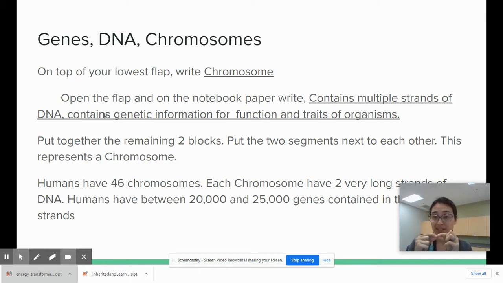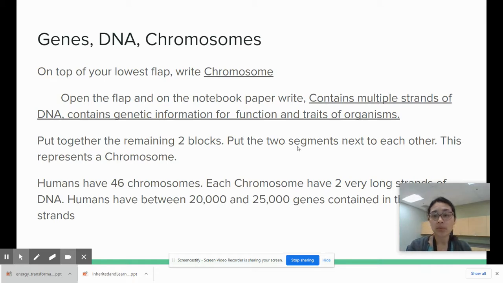So humans have 46 of these. Each chromosome has two very long strands of DNA. So, sorry, humans have 46 of the doubles, and then you have 23 of those two together.